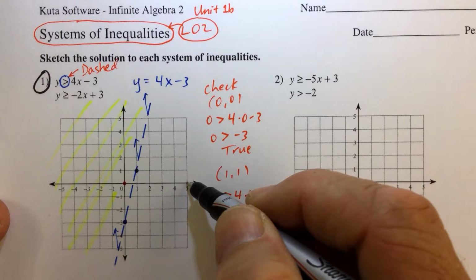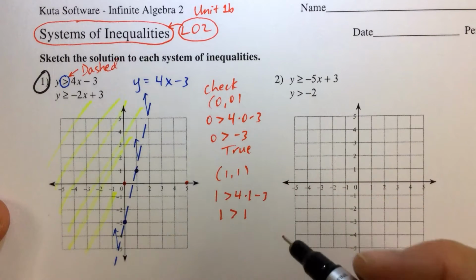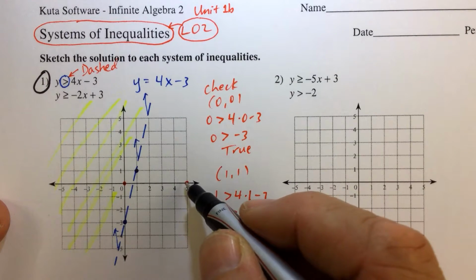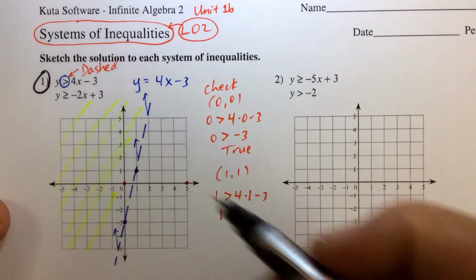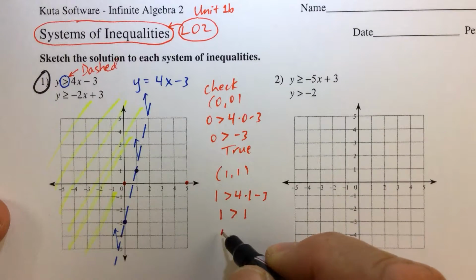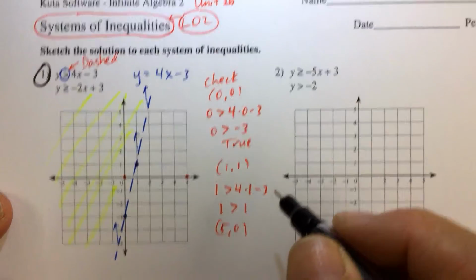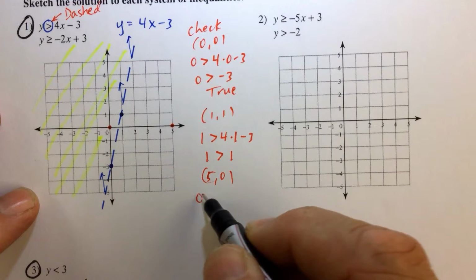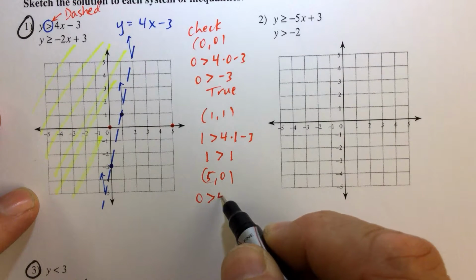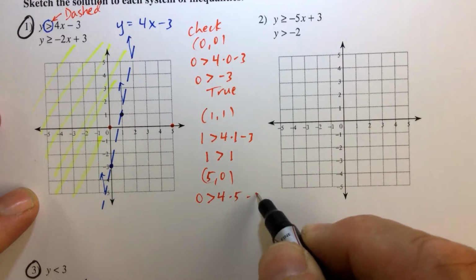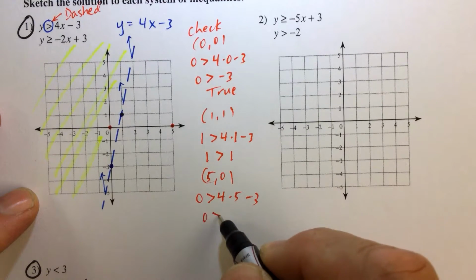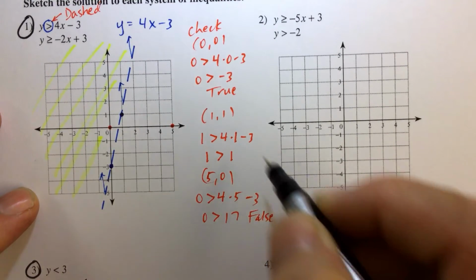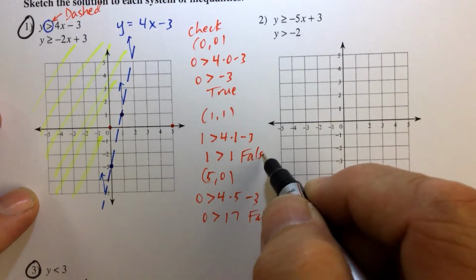Let's say 5, 0. 5, 0 did not get shaded. That means that when x is 5 and y is 0, that ordered pair does not satisfy the inequality. So if we try 5, 0, we would replace x with 5 and y with 0. So we put the 0 in for y, greater than 4 times 5 minus 3, and we can see that 0 is not greater than 20 minus 3, which is 17. That's false. I also forgot to write false here.